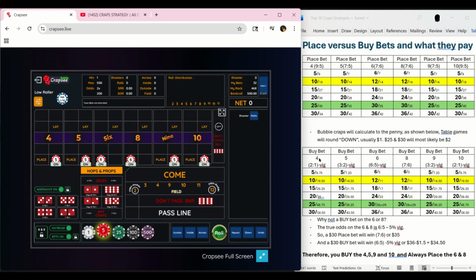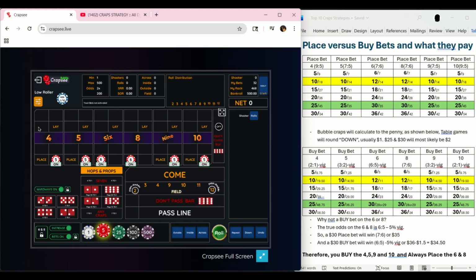So again, a $25 bet on a 5 pays 35 on a place bet, pays 36 and a quarter, and they'd probably round that down to 36. So you get an extra dollar if you say buy the 5 and 9 for 25. But if you just say put 25 on the 5 and 9, you need to kind of watch and see how are they paying those off. Okay? I hope that makes a little sense.